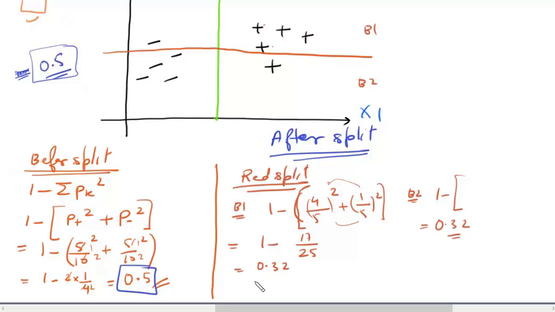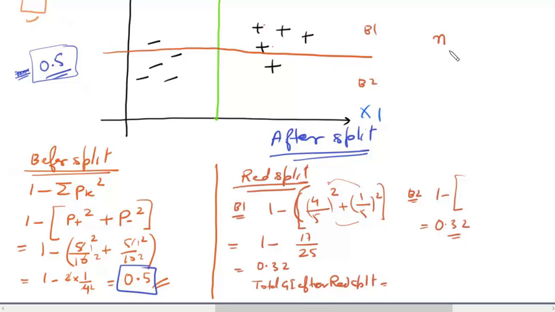So the total Gini index after the red split. Now how do we calculate the total? We don't just add them up, we take a weighted average. So a weighted average, weighted by the number of points they have. Let me write the formula for that.